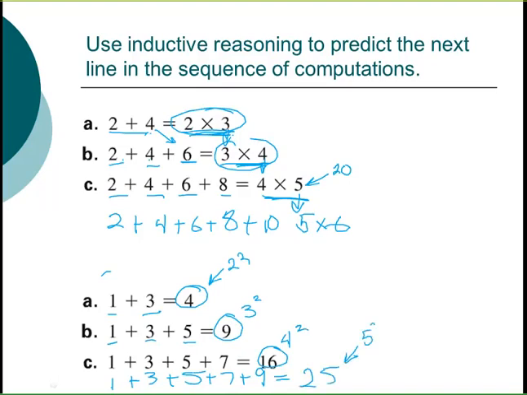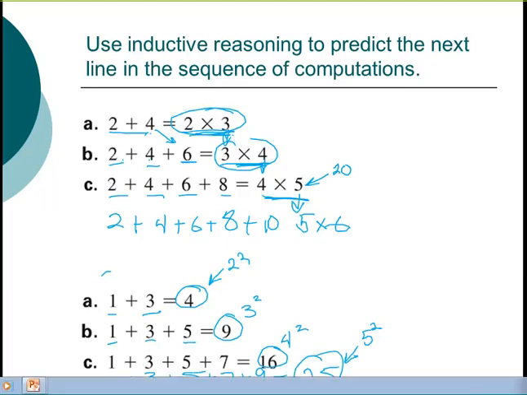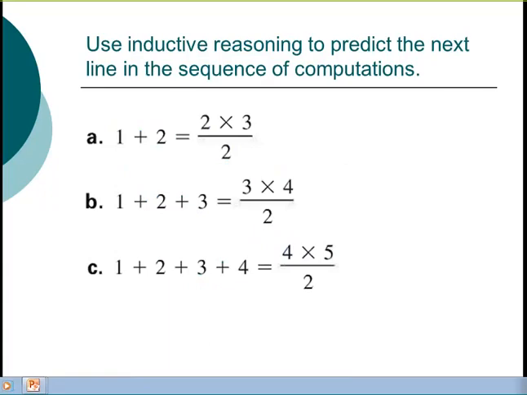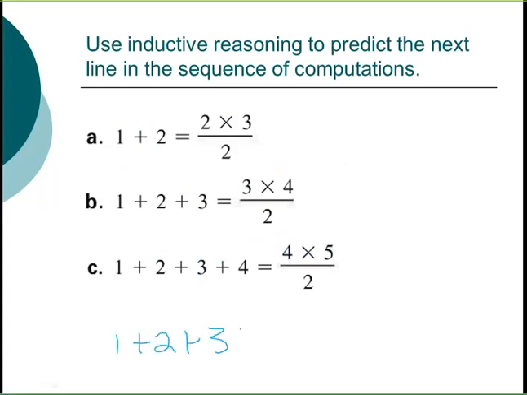So the right side's probably a little bit harder to see than the left side, but if you see the pattern on the left, you can just add and get 25, and you would be in the same place. So let's take a look at more lists of computations. Notice the left side, we're adding 1 each time. We got 1 plus 2, 1 plus 2 plus 3, 1 plus 2 plus 3 plus 4. So the next one's got to be 1 plus 2 plus 3 plus 4 plus 5. Has to be, because we're just adding 1 each time.